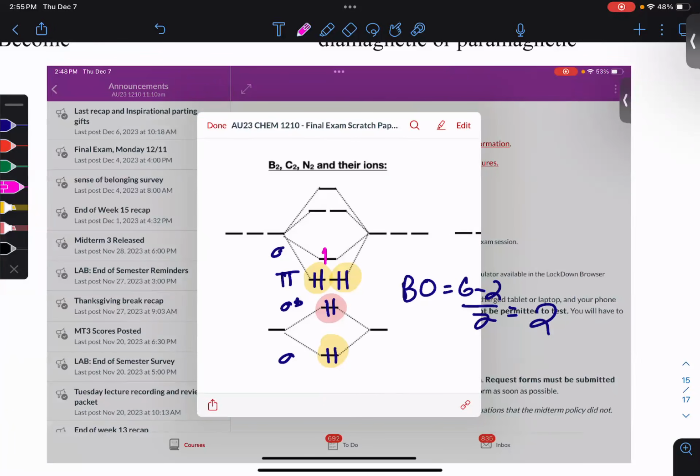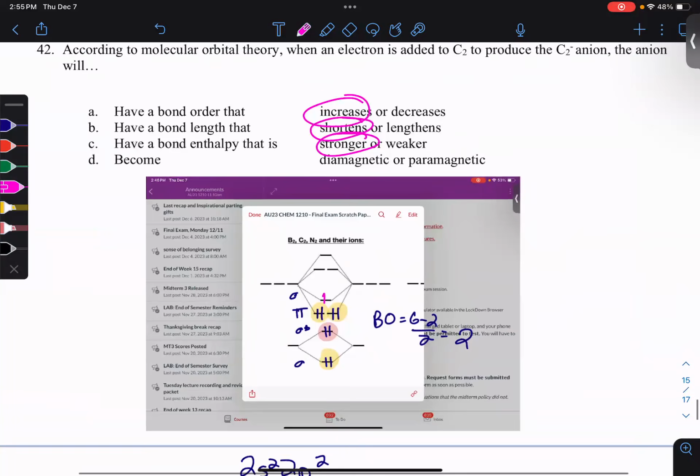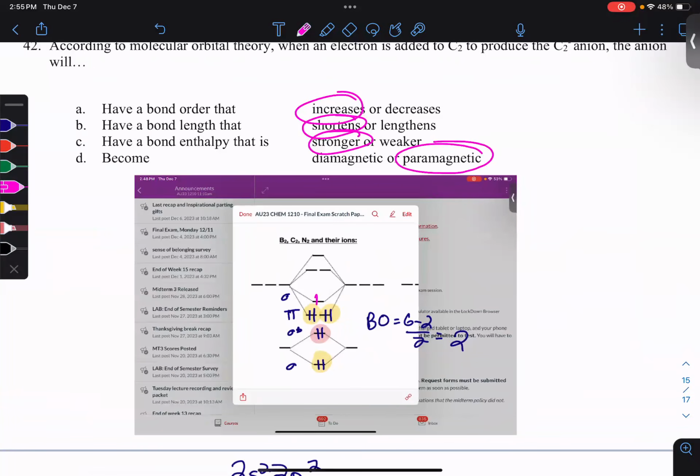What happens to the strength of that bond? It gets stronger. Bond order goes up to 2.5 if you just calculate it. So bond order increases. Bond length does what? Shortens, it gets stronger. Now it's paramagnetic, right? Because now you have that unpaired electron right there. So that's how we do that.